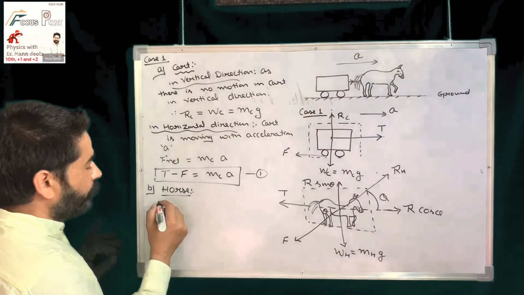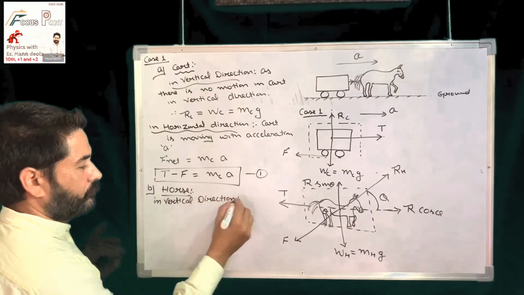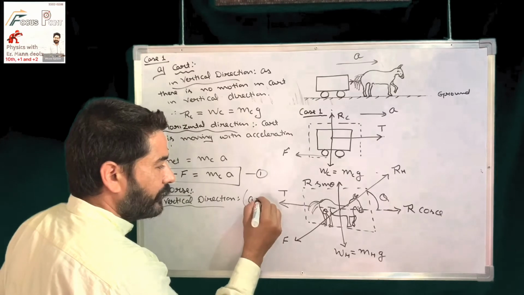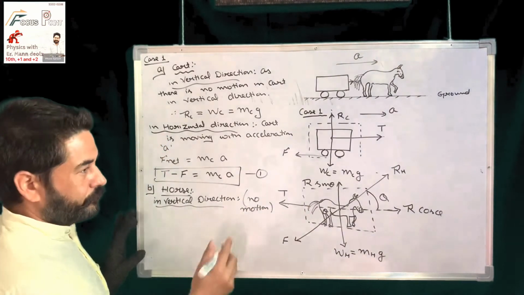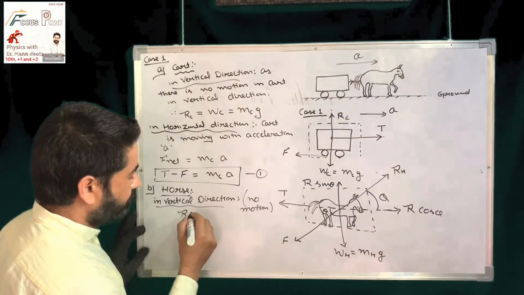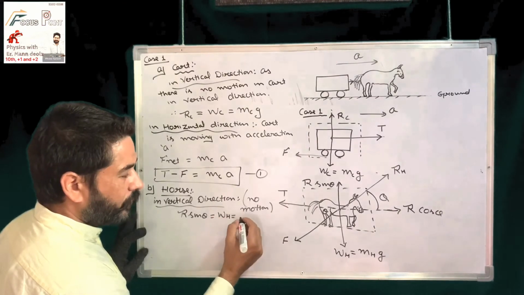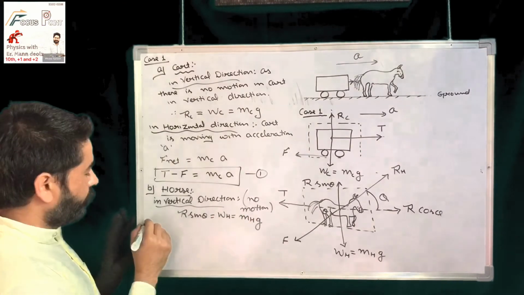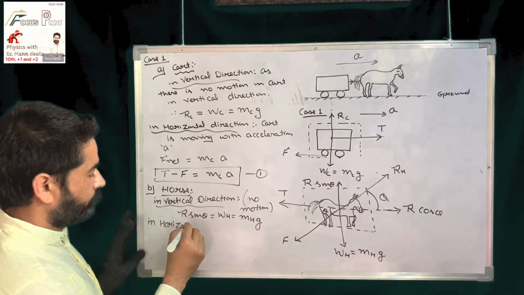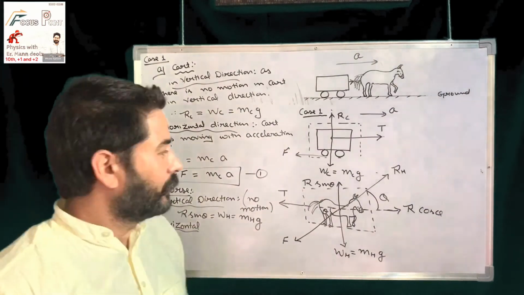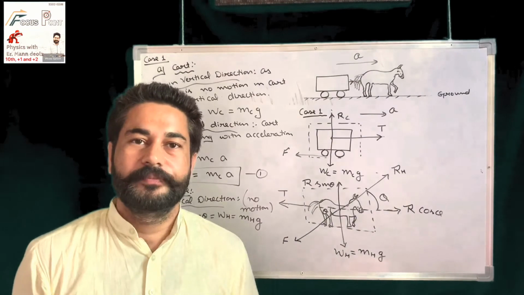Now the same type of equations we will write for the horse also. Because there is no motion in the vertical direction, therefore net force will be 0. So it means r sin theta will be equal to the weight of the horse. Now in the horizontal direction, can you tell me with what acceleration the horse is moving?